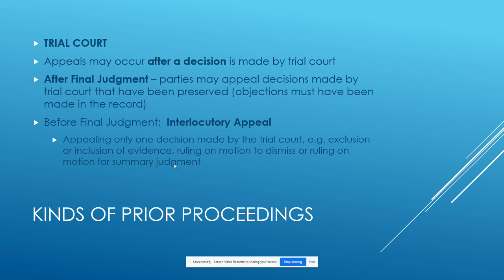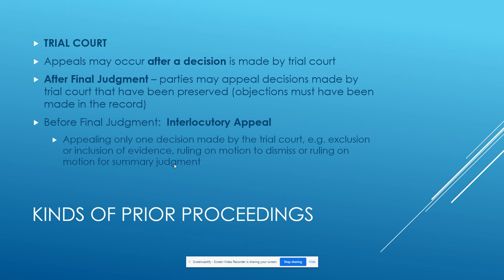But sometimes before the final judgment, there is something called an interlocutory appeal. And when we go over the Peterson case later on in this module, we'll talk about an interlocutory appeal. There was an order, one decision made by the court. In the Peterson case, it was about the inclusion or the exclusion of evidence. And the party says, I have to stop here and move on, otherwise my case is doomed.